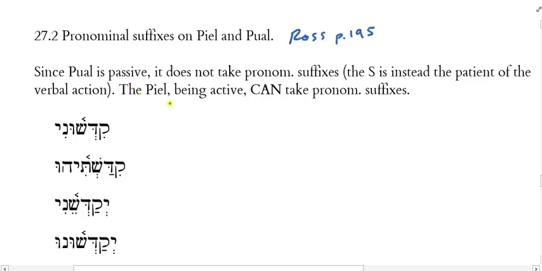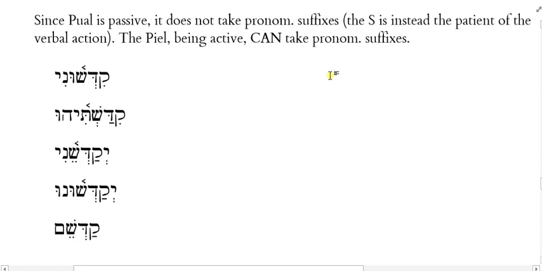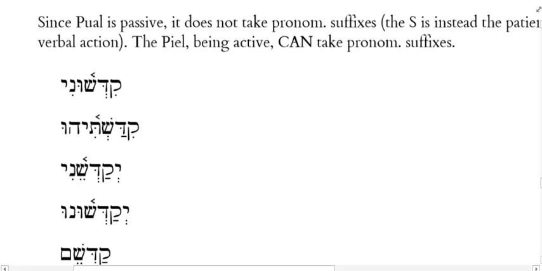The Piel, though, because it's an active stem, can take pronominal suffixes. So I've co-opted these forms from the Ross textbook. So don't look at the Ross textbook. Look at the forms as we have them here and see if you can't figure out exactly what we're looking at with these pronominal suffixed forms. So look at the first one.